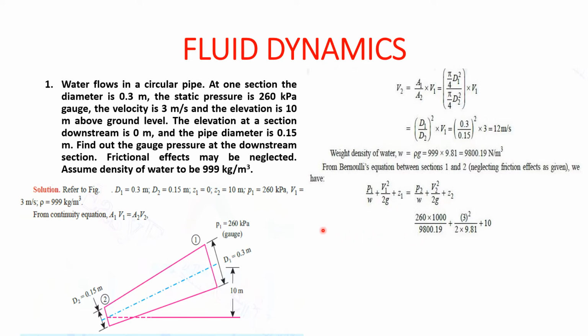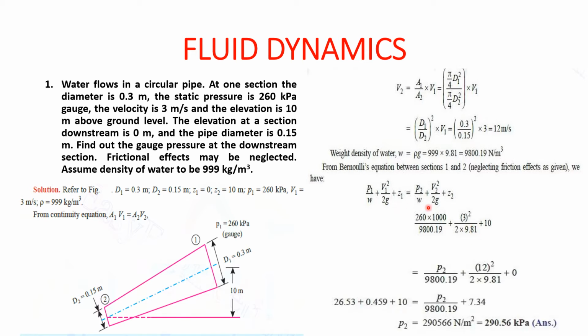Now P1 is 260 kilopascal, converting it into pascal, so 260 into 1000 divided by W, which is nothing but 9800.19, so that is P1 by W plus V1 square, that is 3 square divided by 2 into 9.81 plus Z1, is equal to P2 divided by 9800.19, that is again W, plus V2 square, that is 12 square divided by 2 into 9.81 plus Z2. So here we know Z2 is 0, as we have just wrongly written here. Z1 is 10, Z2 is 0.